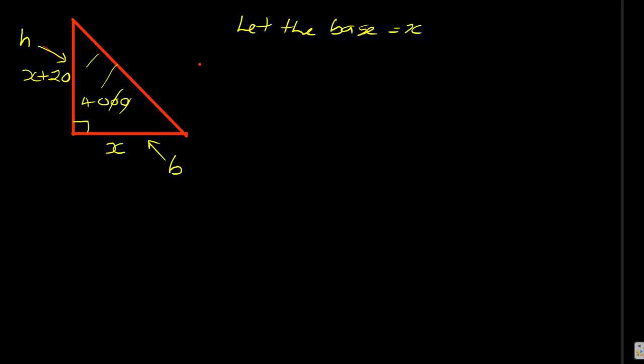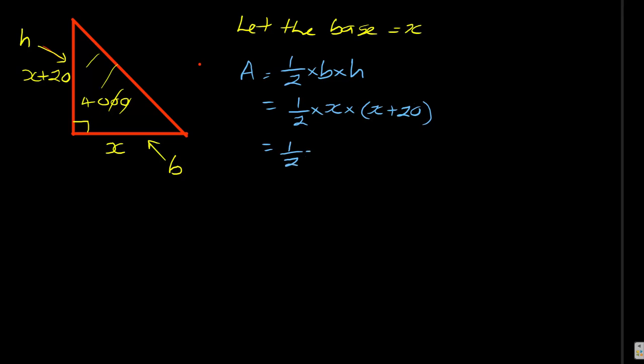So now the first thing that you must remind yourself is, what is the area of a triangle? The area of a triangle, which is A, is equal to half times base times height. In this case, using the triangle we're given, half times my base, which is x, times my height, which is x plus 20. If I simplify that, it would be half x and x plus 20.